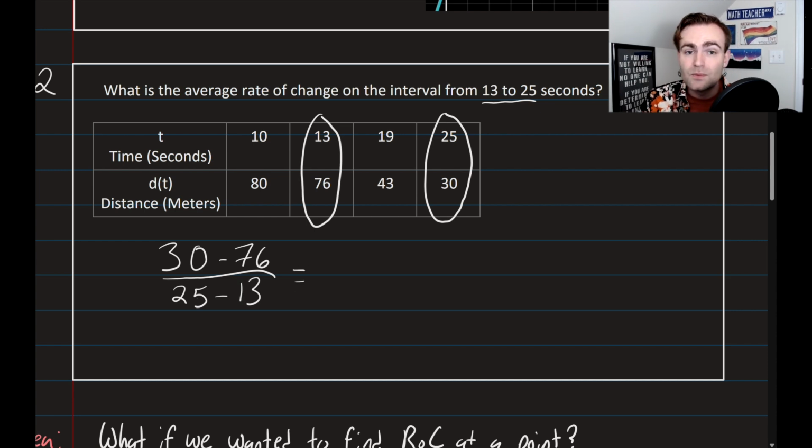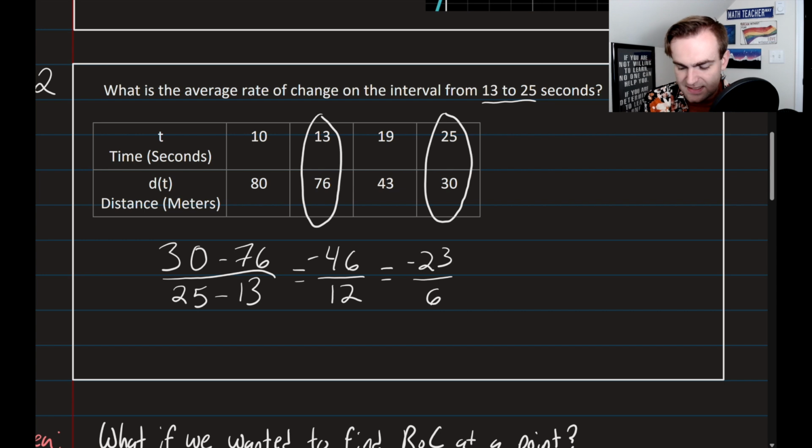So this, when simplified, will become negative 46 over 12, which can reduce because they both are divisible by 2. So that would be negative 23 sixths. 23 is prime, so it can't reduce any further. You can make that into a decimal if you'd like to, but if you don't have a calculator, you can always leave it as a fraction.